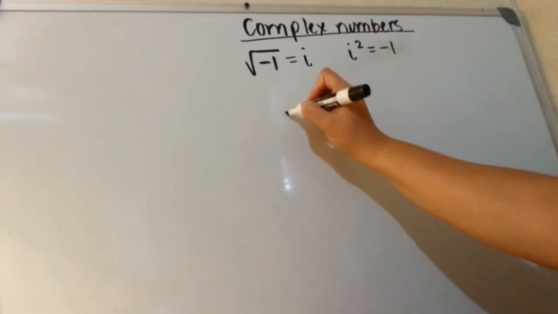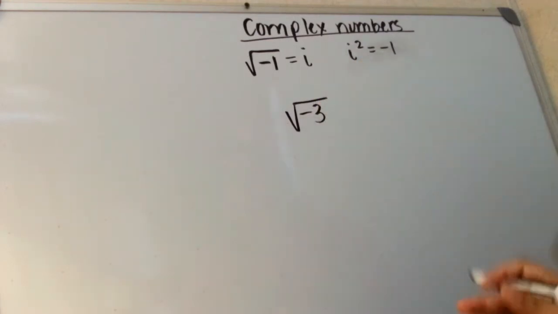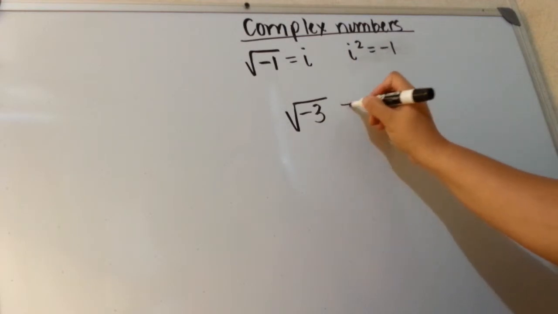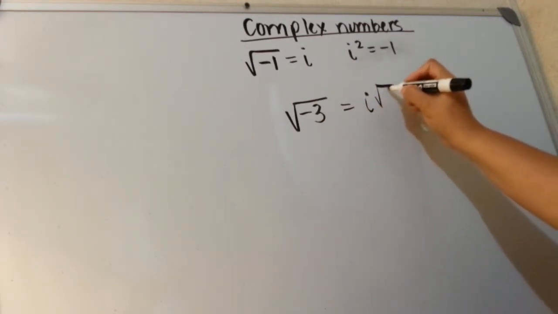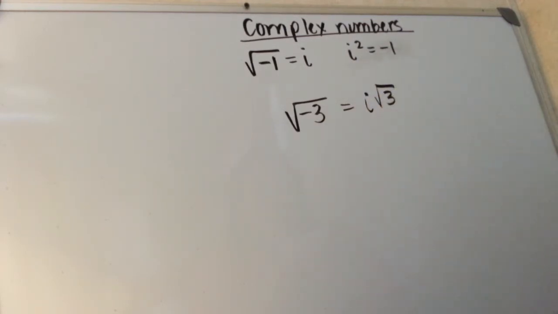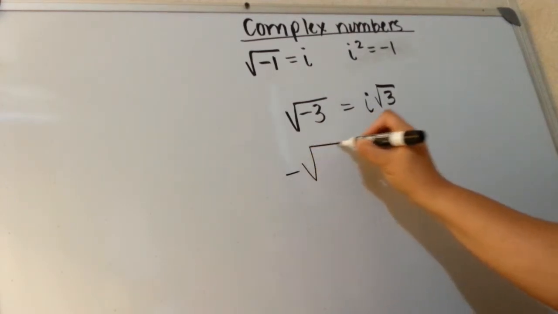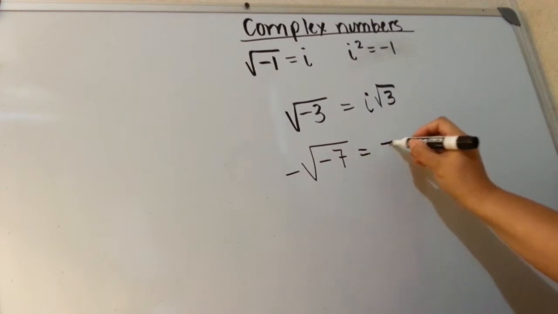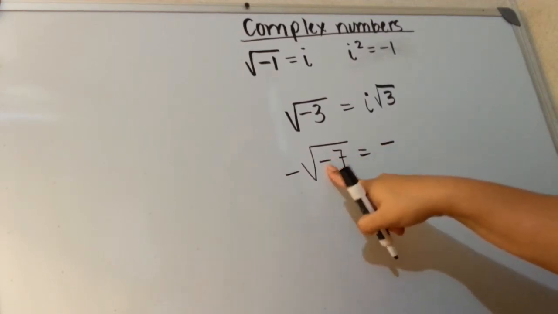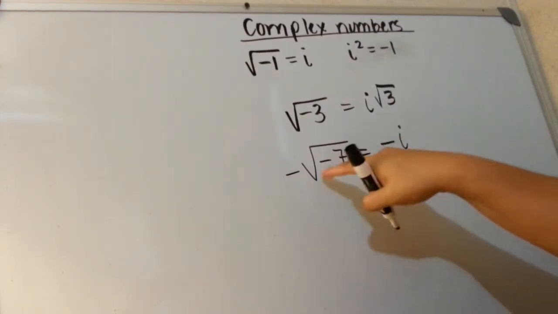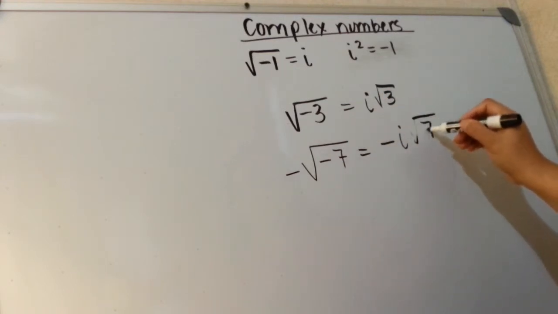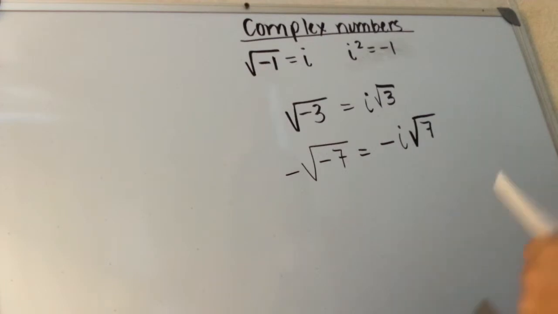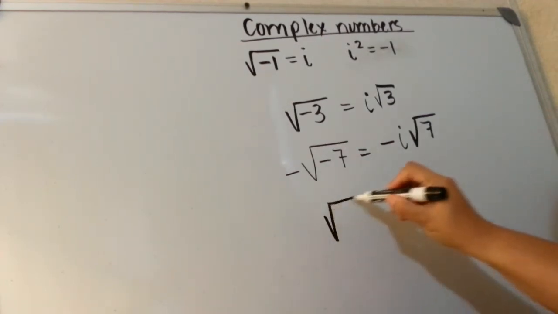Let's say that you have the square root of -3. What you can do is pull out this negative sign as an i, and you will have i square root of 3. Or sometimes you have a negative sign already outside. So this negative sign stays. This negative sign right here comes out as an i, and you'll have the square root of 7 left over. We can't simplify that one. That one is prime.